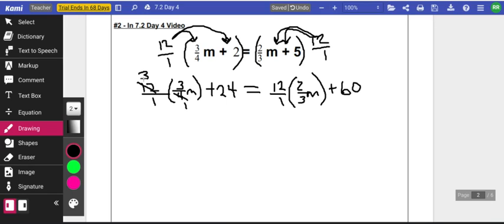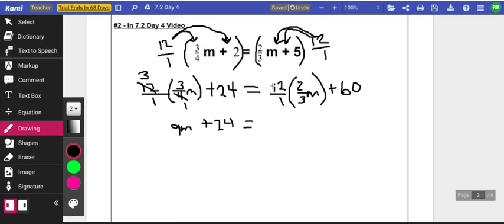Okay, now if I multiply, I have 3 times 3 on the top, on the numerators. So of course that's 9. And in the denominators, I would have 1 times 1, which is 1. And if the denominator is 1, you don't need it. So basically, this is 3 times 3m, which is 9m. Don't forget your variable. It's not 9, it's 9m. Okay, I'm going to bring the plus 24 down as well. I bring my equal sign down.